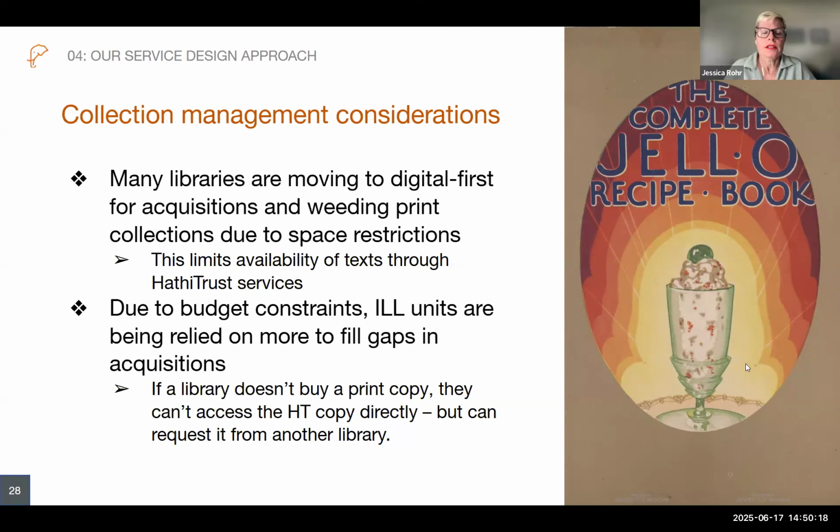A couple more questions. Okay. Are you planning to publish a list of member library lender symbols so that we can more quickly send borrowing requests to libraries able to supply from HathiTrust?